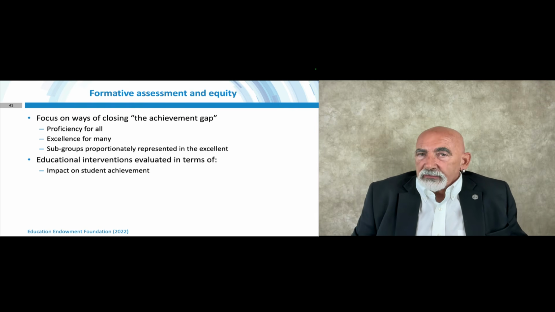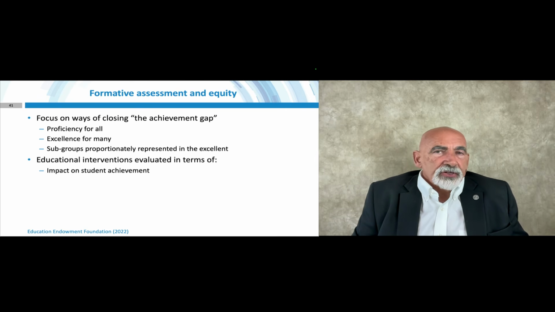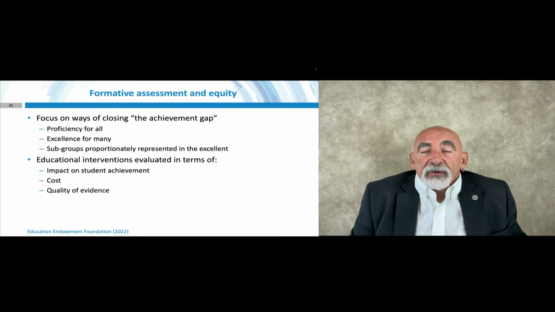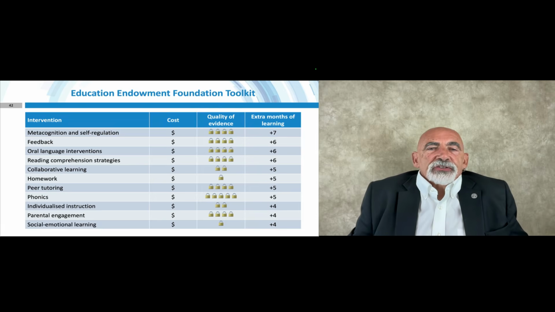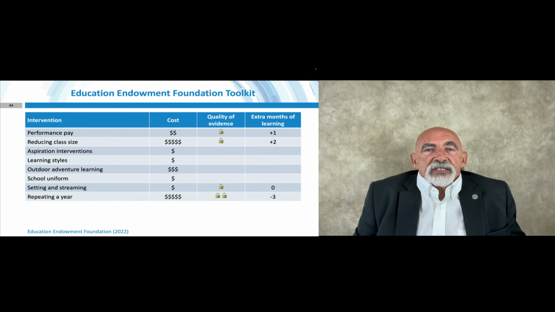They looked at the impact on student achievement in the same way that Marzano and Hattie have done, but they then looked at the cost of the intervention, because that's important, and even more importantly, in my view, they looked at the quality of the evidence. And they produced summaries of the research. So the dollar signs show how much the intervention cost, the padlocks show the quality of the evidence, and they estimated how much extra achievement you'd get. And just for completeness, I've got all the slides there.